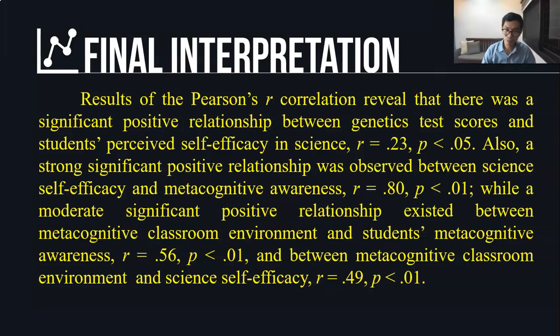While a moderate significant positive relationship existed between metacognitive classroom environment and students' metacognitive awareness, the R value is 0.56 and it's less than 0.01 significance also. And between metacognitive classroom environment and science self-efficacy, you have R 0.49 and the p-value is less than 0.01. That's how you simply interpret Pearson's R correlation results. If there's a significant relationship, if one increases, the other increases; if one decreases, the other decreases, and so on.